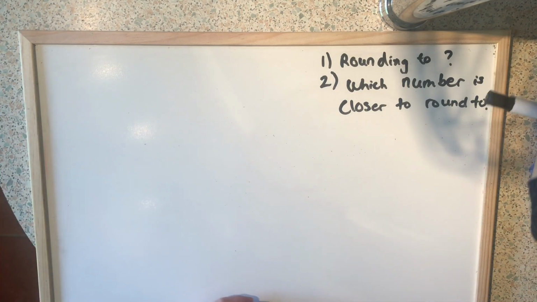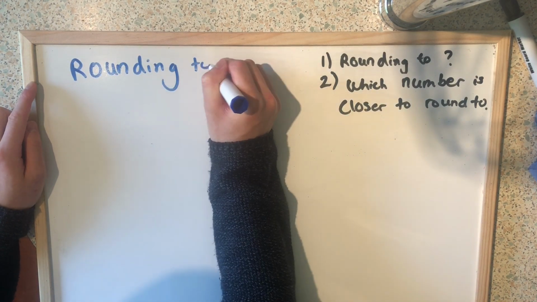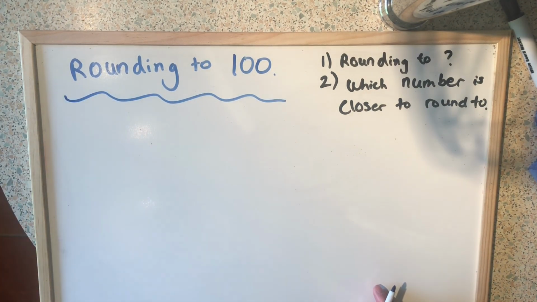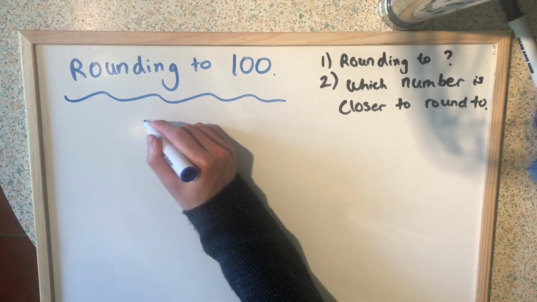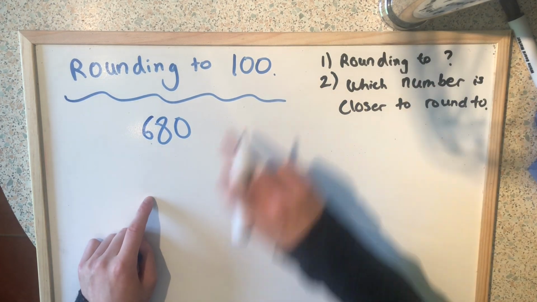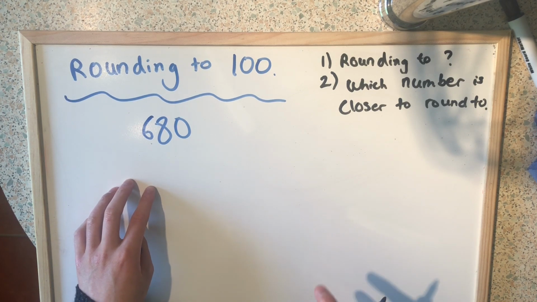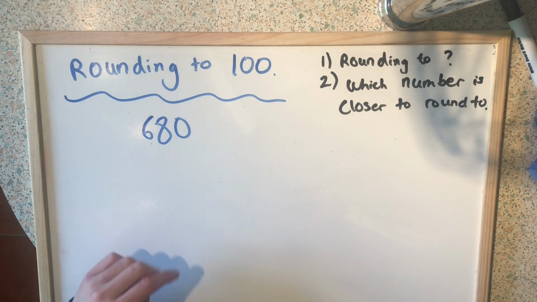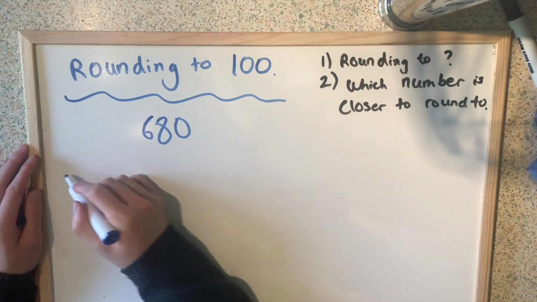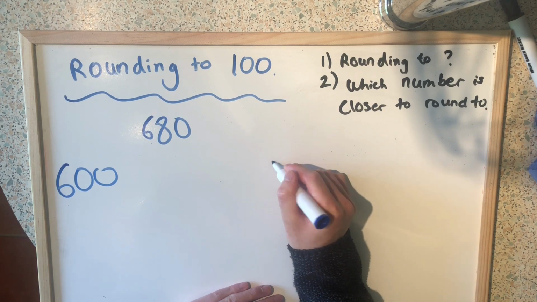Okay, so let's say for example, let's have rounding to closest 100. So we're rounding to 100. Let's start off with 680. So 680. We're rounding to 100. And we know there's two hundreds, one higher and one lower, that is closest to 680. So the lower one, we know that's going to be 600. And the higher one, the one above, will be 700.